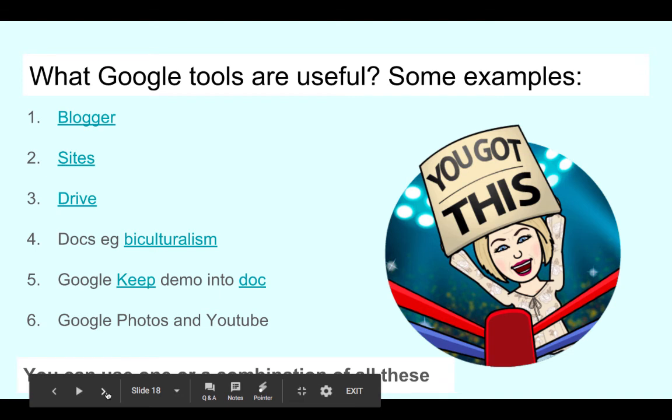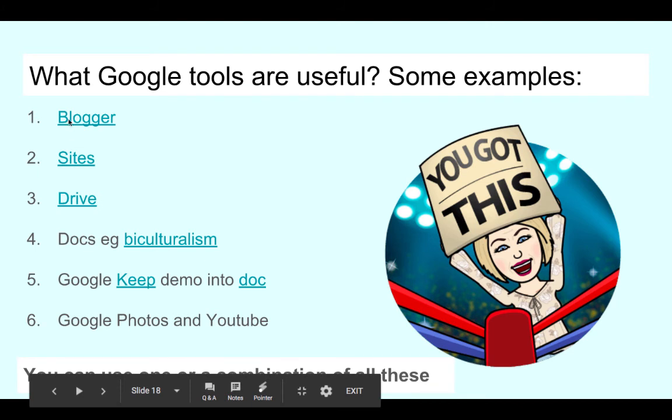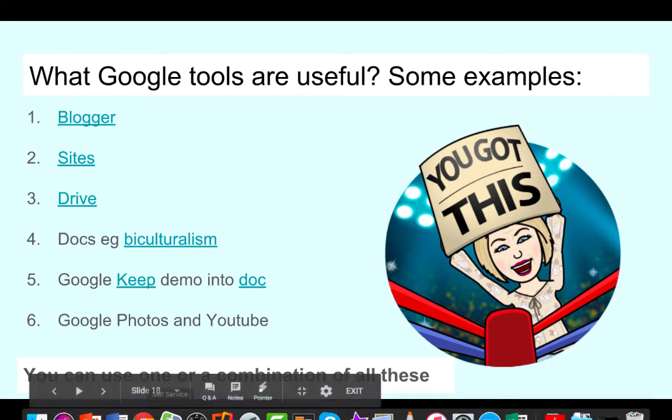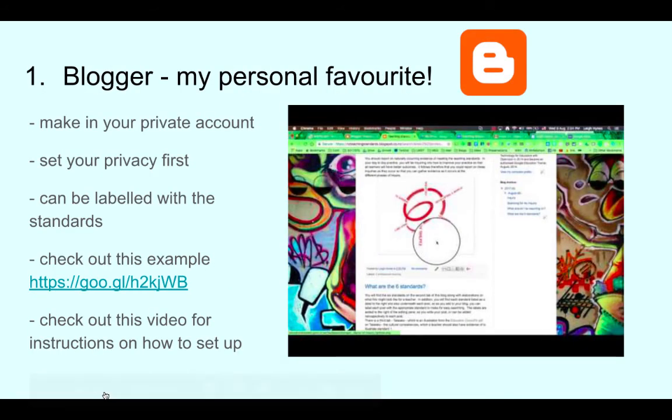So bringing it all together is the bit that people find difficult to do, and I've got 6 examples of ways that you can do that in here. My favourite is using Blogger. You can use a Google site as well, or instead of, you can just use your Drive, you can use Docs, and I've given you some examples, and also a Google Keep, which is an awesome little tool to use. Photos in YouTube are also really useful to use.